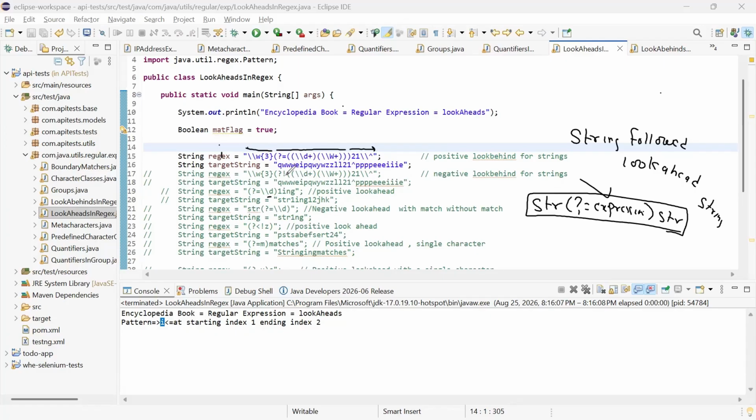Right? So let's evaluate how this will work when it starts working with the target string. Here at the very first we have backward slash W.